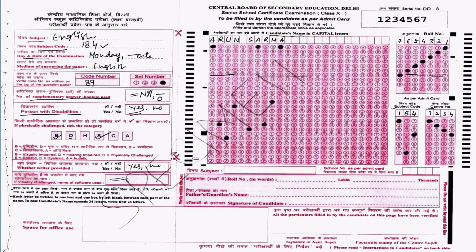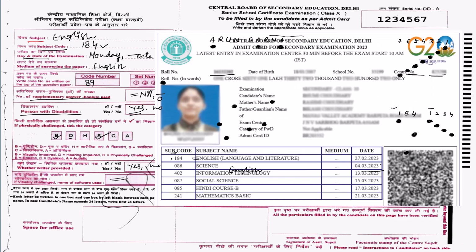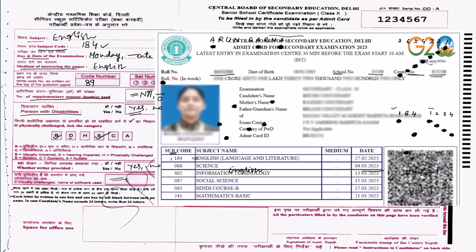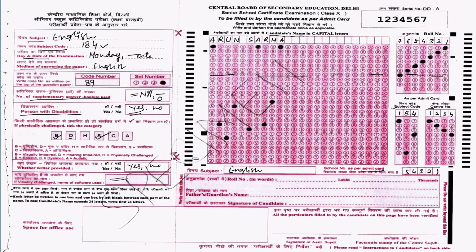Once your center number is written, then here you have to write the subject. Our subject was English, so you write English. Here you can see school number as per admit card. On your admit card you will find the school number is also printed. Suppose your school number is 54321. So you write the school number here. 54321 is just an example. In your case, whatever school number is printed on your admit card, you will write here.